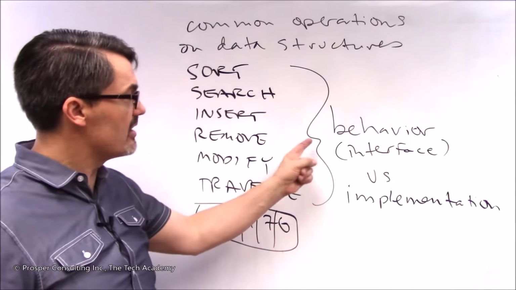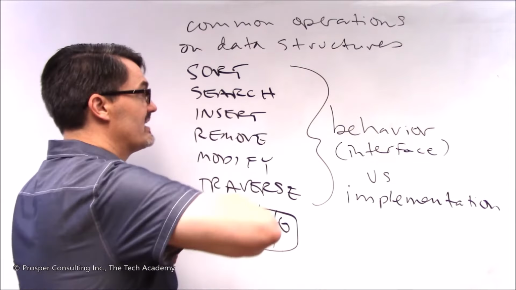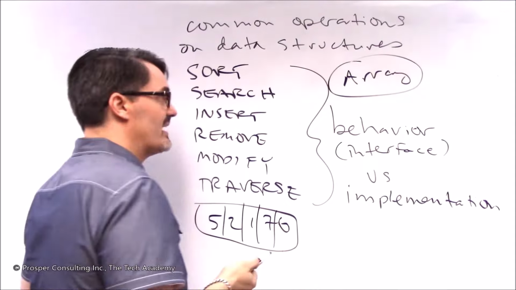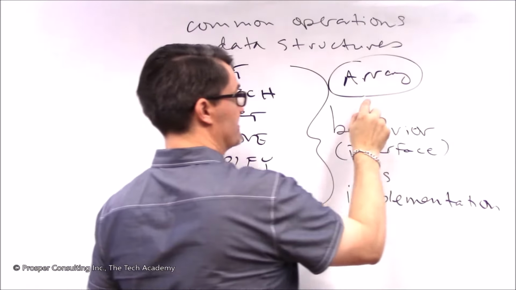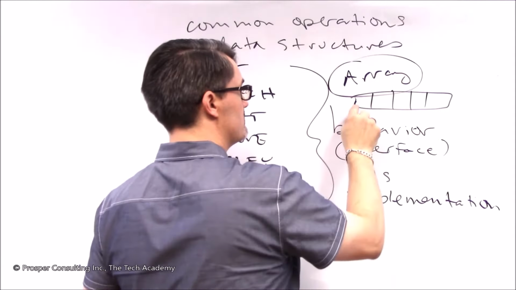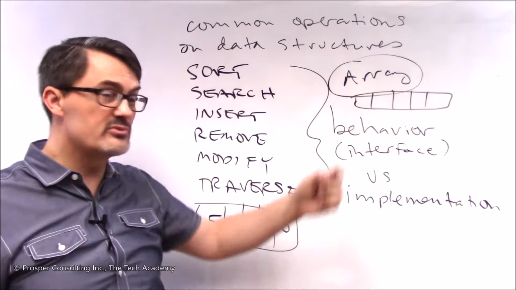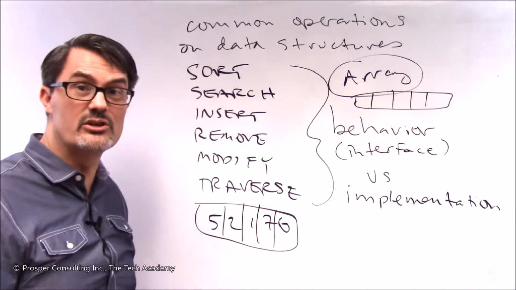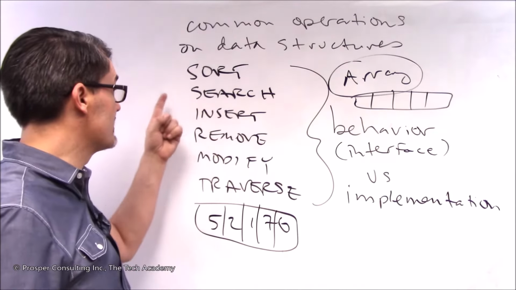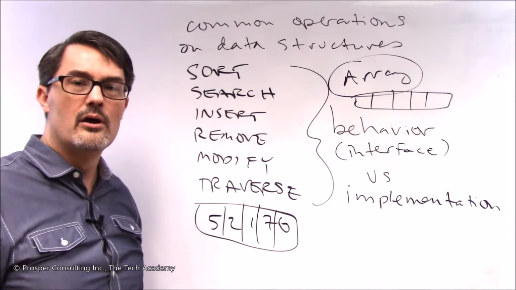Good. Now let's come back to the concept of abstract data types. There is an abstract data type of an array. And this abstract data type of an array, and let's just say it's a simple array, which will be a list of data elements in order, is going to have some sort of behavior. Some of the behaviors that you could expect an array to have are these right here. You should be able to sort and search and insert and remove and modify and traverse an array.